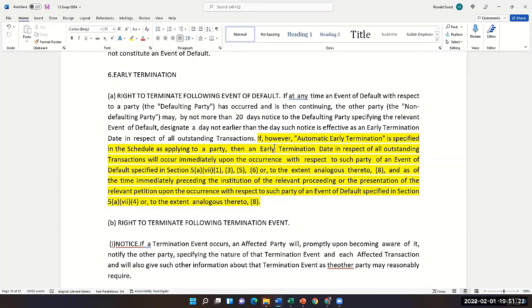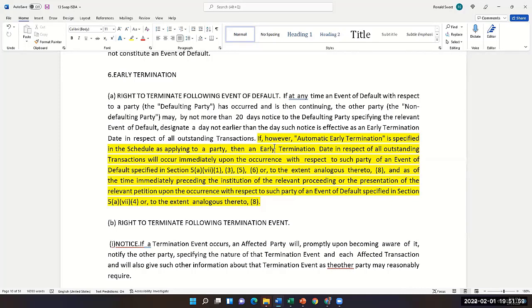And I'll just read it to you. It said, if, however, automatic early termination is specified in the schedule as applying to a party, then an early termination date in respect of all outstanding transactions will occur immediately upon the occurrence with respect to such party of an event of default specified in these sections, or to the extent analogous thereto, and as of the time immediately preceding the institution of the relevant proceeding or the presentation of the relevant petition upon the occurrence with respect to such party of an event of default specified in these sections, or to the extent analogous thereto.